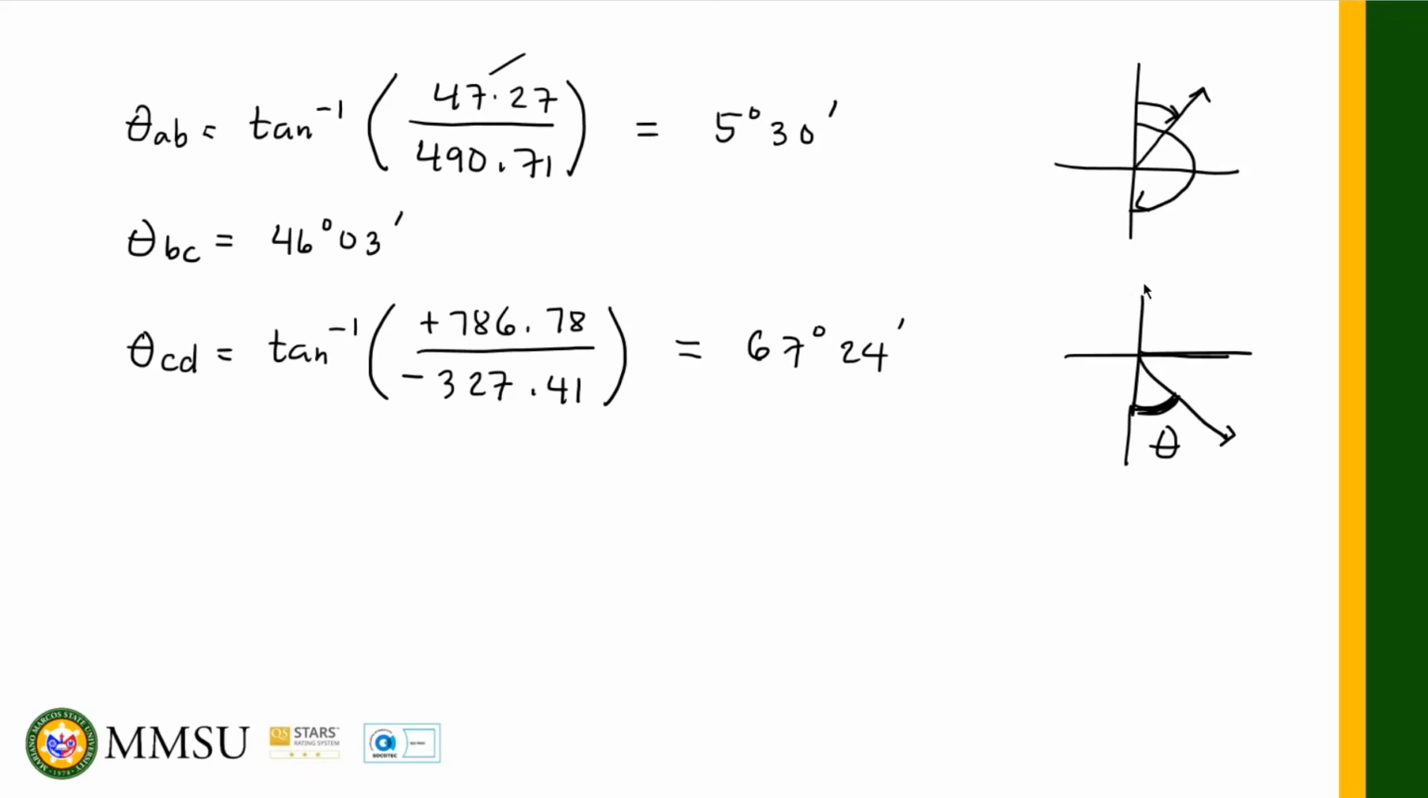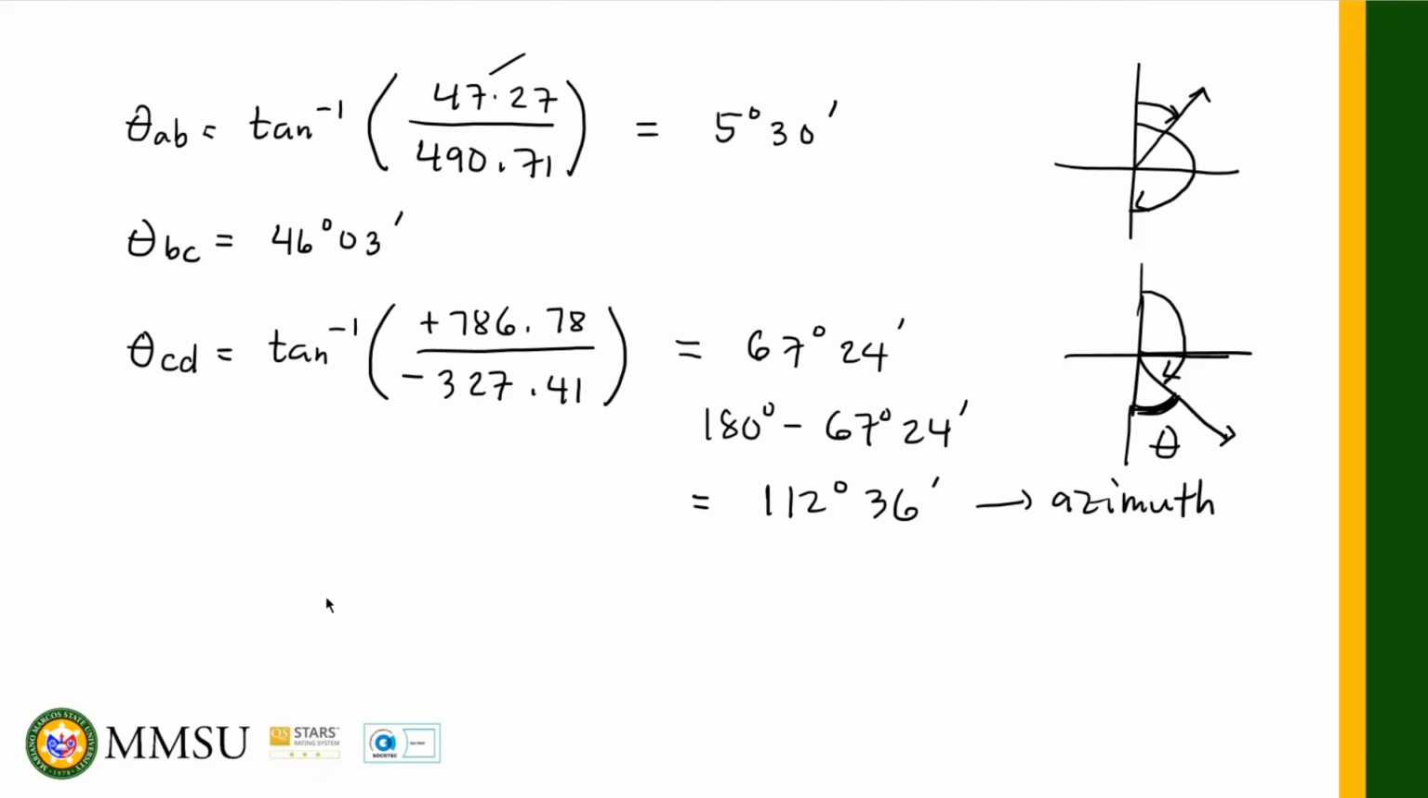So how do we come up with the azimuth? Therefore, the azimuth is this one. Okay? That's 180 minus whatever that is. So that's 180 degrees minus 67 degrees, 24 minutes. And we should come up with an azimuth for CD of 112 degrees, 36 minutes. This is the azimuth. Okay? Remember that. Hindi palaging yung ano na yung sagot, yun na yung azimuth for this case.